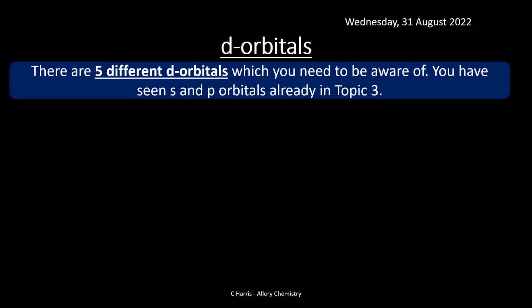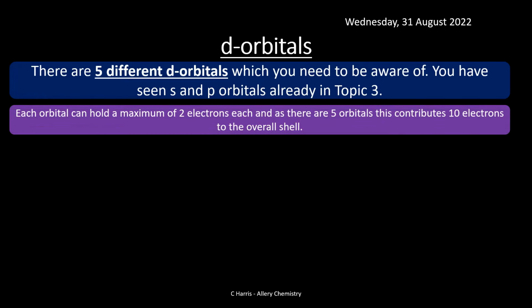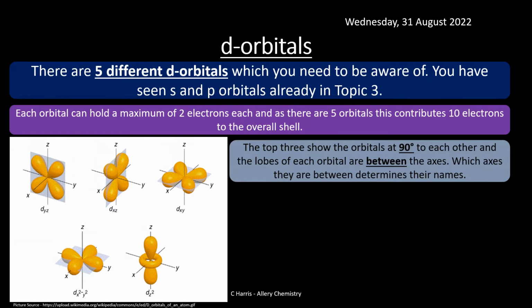You've seen s and p orbitals already, like I say, in year 1. Just like any other orbital, they can hold a maximum of 2 electrons each, and because there are 5 orbitals in total, we can have 10 electrons in the overall d subshell. So here's a diagram of them. You're not expected to draw the diagrams of these, but they have all sorts of exotic shapes.